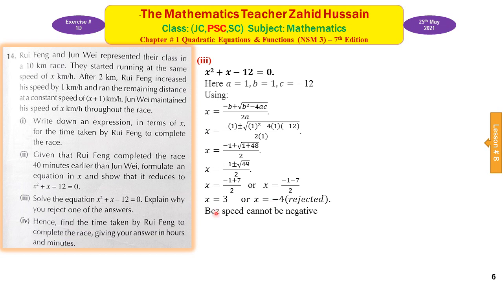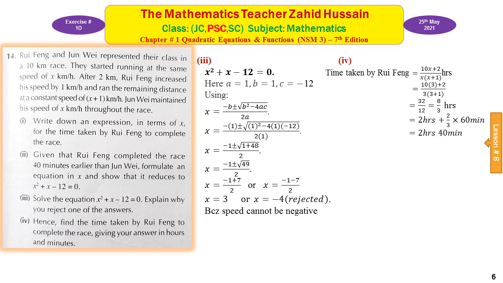So to find the time taken by Rui Feng, we will use the expression, and we will put x equal to 3 in this expression, which gave us 8 over 3. Dividing 8 by 3, we get 2.67. So 2 is the whole hours, and multiply 0.67 by 60 to get minutes. So our final answer is 2 hours 40 minutes. So Rui Feng took 2 hours 40 minutes to complete the race of 10 kilometer.